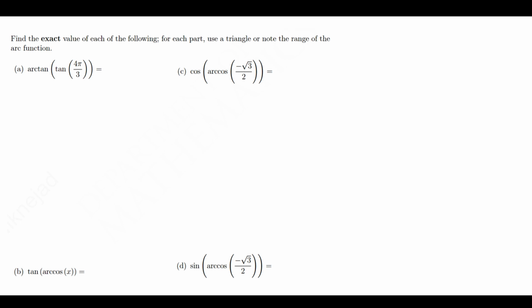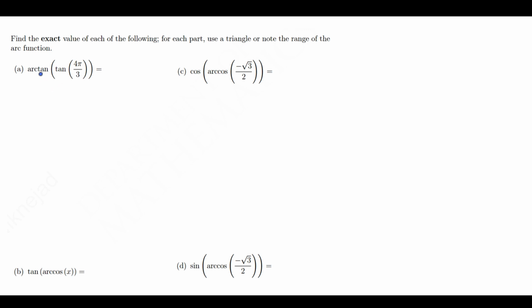This question is asking for us to find the exact value of each of the following. For each part, use a triangle or note the range of the arc function. Basically, don't use your calculator, because in the future you will need to be able to compute this on your own. The first one is not too bad, though.